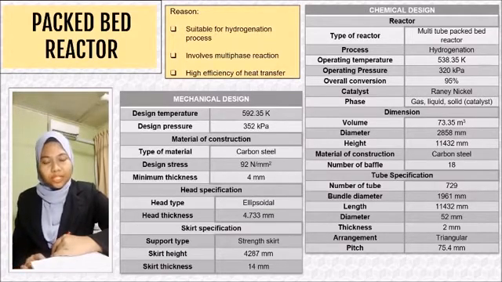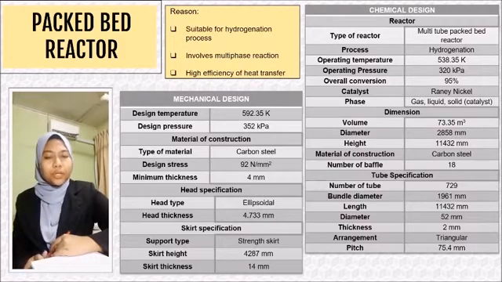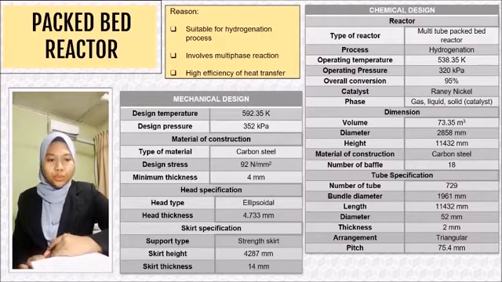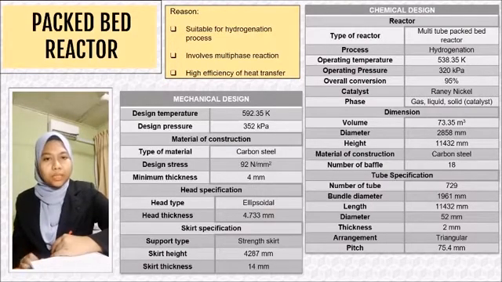After doing some calculations, the volume of this reactor is 73.25 meter cube with a diameter of 2.858 meter and a length of 11.432 meter. The volume of catalyst is 22.23 meter cube, and the operating temperature and pressure are 538.35 Kelvin and 320 kPa respectively. The material for the reactor is carbon steel because it is durable, safe to handle, and also very cost effective.